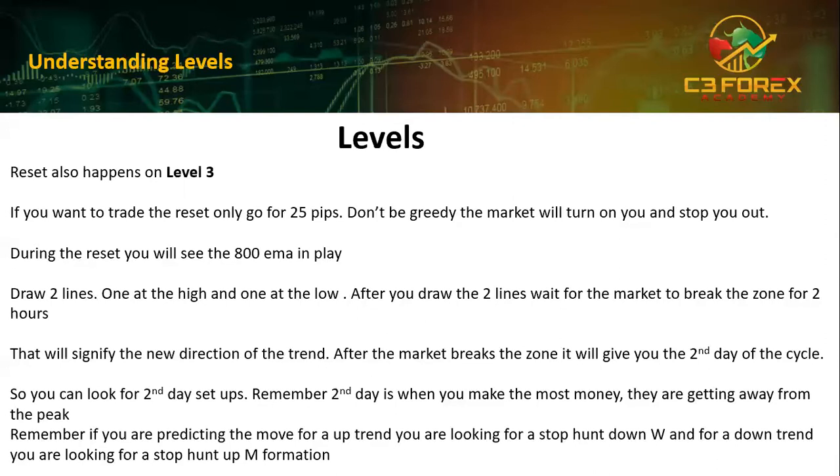After the market breaks the zone, it will give you the second day of the cycle, so you can look for second day setups. Remember, second day is when you make the most money. They are getting away from the peak. Remember, if you're predicting a move for the uptrend, you're looking for a stop hunt, down W. And for a downtrend, you're looking for a stop hunt, up formation.